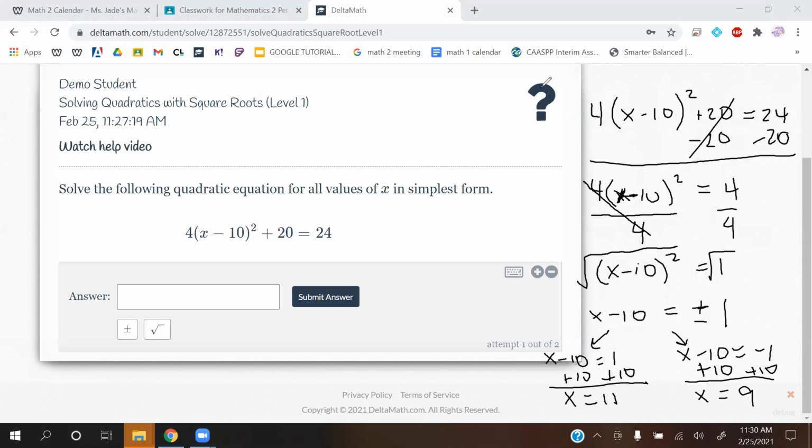And so I'm going to use this plus sign button again so that I get two boxes for my answers. And I will have 11 and 9. It's okay if you put 9 first and then 11 second. It doesn't matter what order you put it in, okay? But I'm just putting my 11 first and my 9 second just because. Any questions for this one?